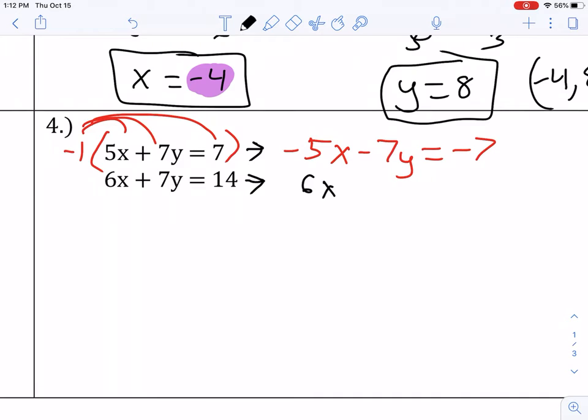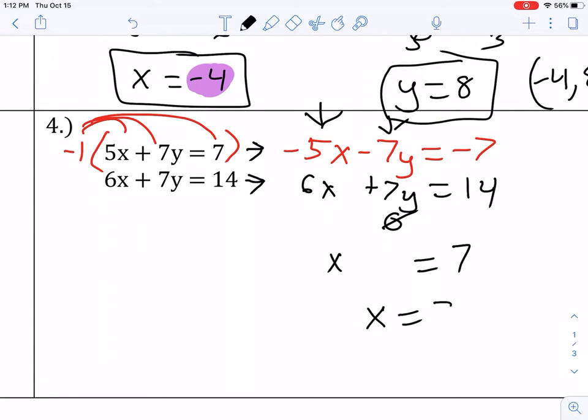This one, 6x plus 7y equals 14. And again, the whole purpose of this is to create this scenario here. So I'm going to combine these vertically. A negative 5x positive 6x, thinking ahead, is 1x. I could also just write that as x. Negative 7y positive 7y cancels out. And then equals negative 7 and positive 14 makes 7. So x equals 7. There's nothing else to solve for in this one. Nothing to move, nothing to do.